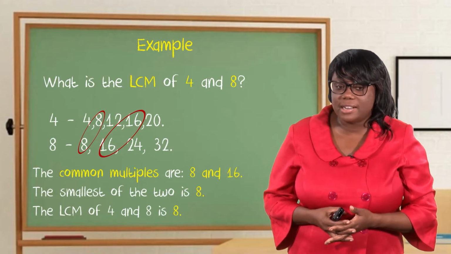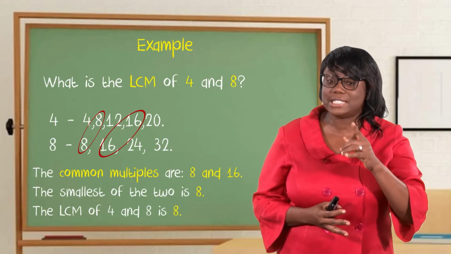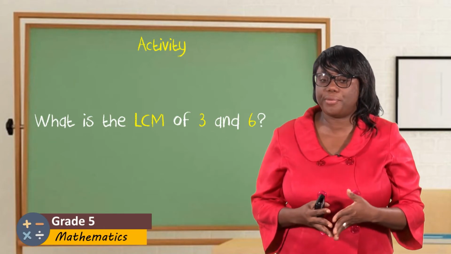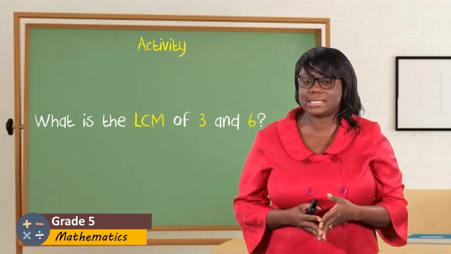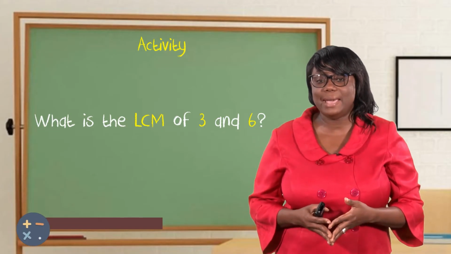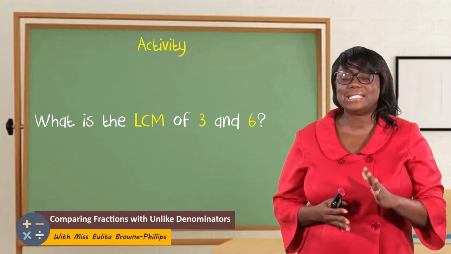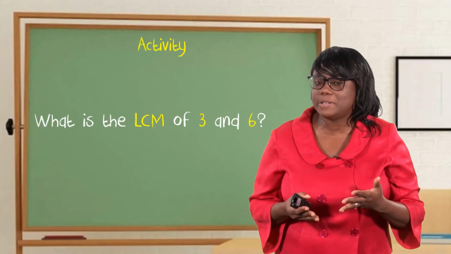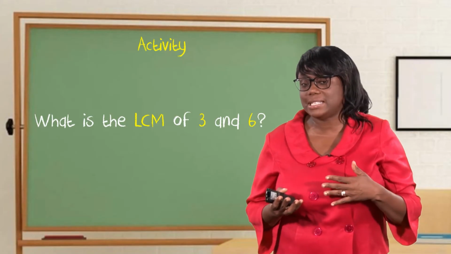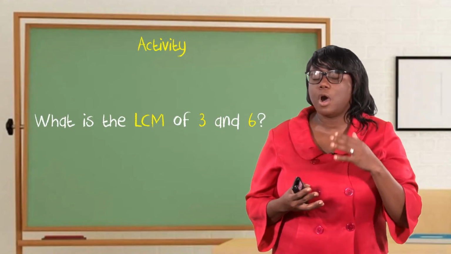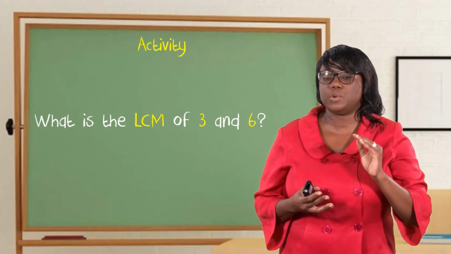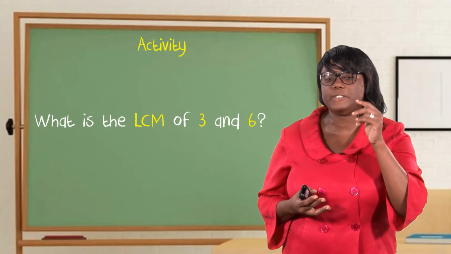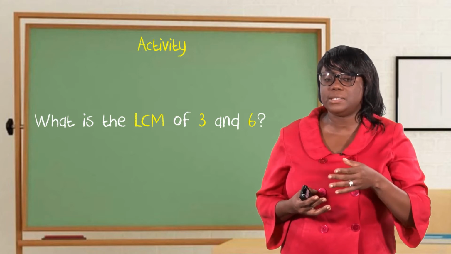Quickly now, boys and girls, I want you to try one for yourself at home. What is the LCM of 3 and 6? Boys and girls, remember, you don't have to list all the multiples. You can list about 6 or 7 of the multiples of each of the numbers. So start by listing the multiples of 3, then the multiples of 6. I will give you a minute to do that.